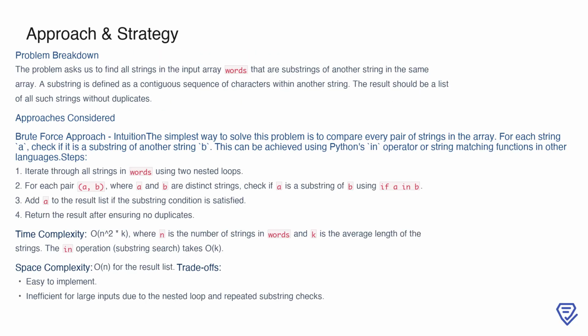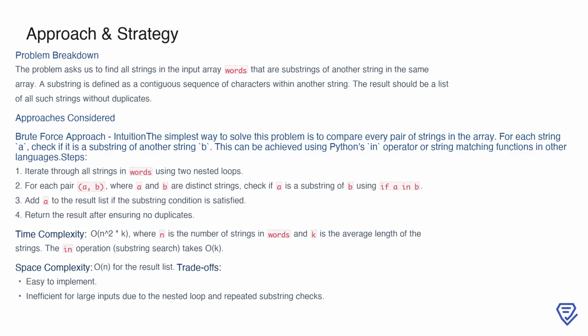To solve this problem, we need to identify all strings in the input array that exist as substrings within other strings in the same array. A substring is simply a contiguous sequence of characters within another string. Our goal is to return a list of these strings, ensuring there are no duplicates.